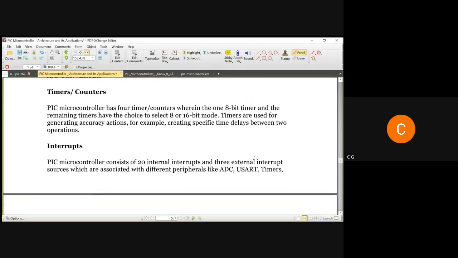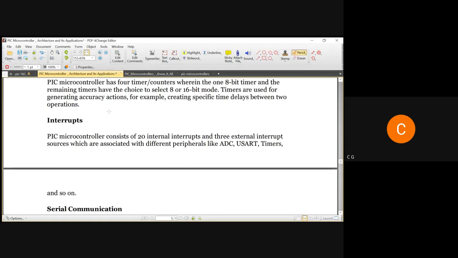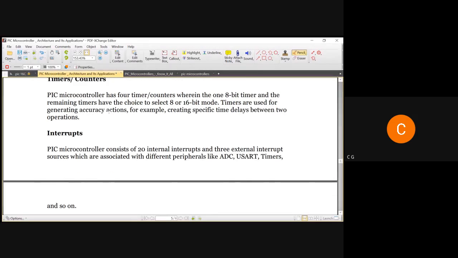Timers and counters we are looking at every time. This section, timers and counters, is purposely written when we say there is an oscillator. Now the oscillator can oscillate at a certain fixed frequency, which is decided by the manufacturer.